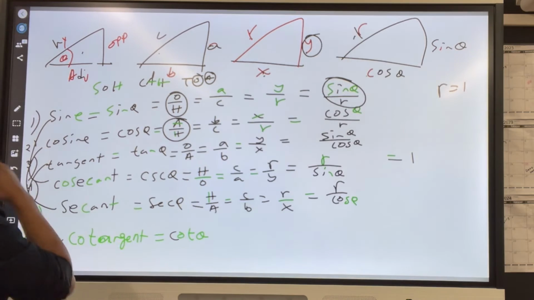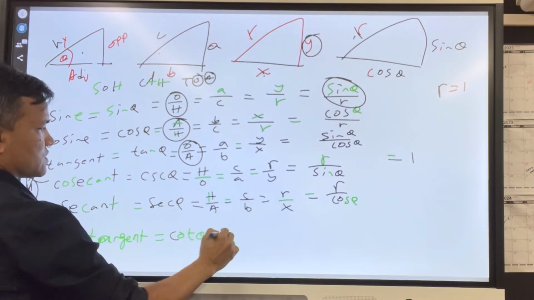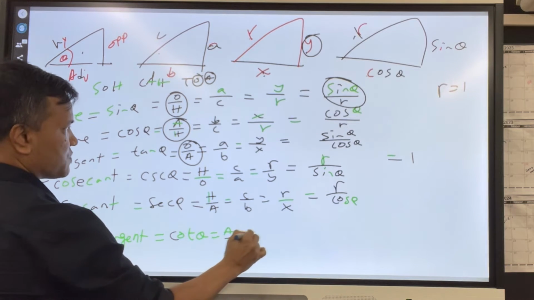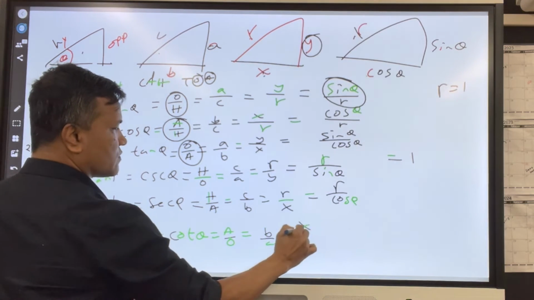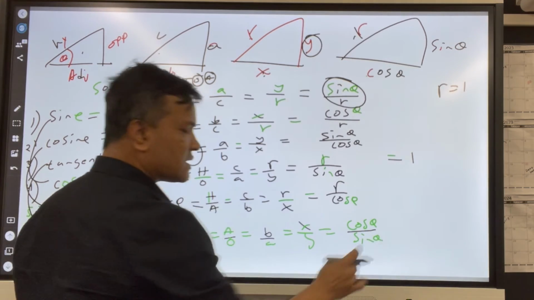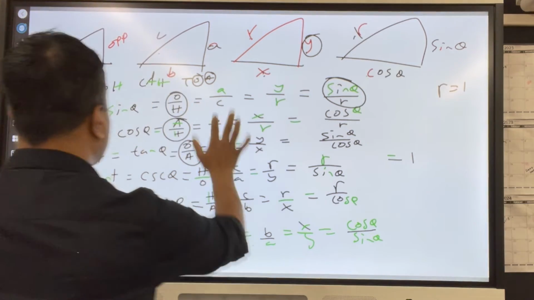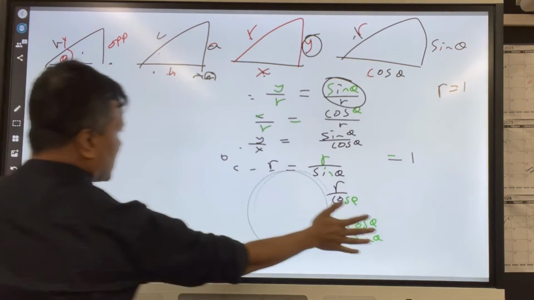And then finally, we're going to do cotangent. Cotangent is the reciprocal of tangent, which is adjacent over opposite, b over a, x over y, or cosine theta over sine theta. Now that you have some background, we're going to go ahead and do those trigonometric additions.